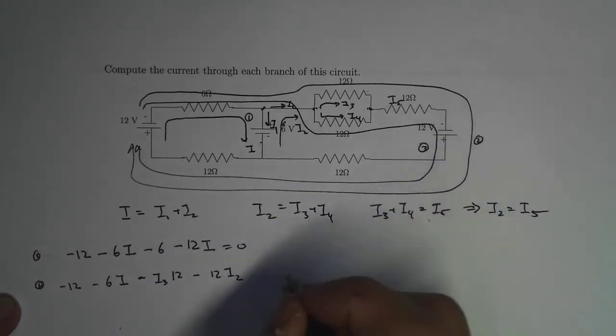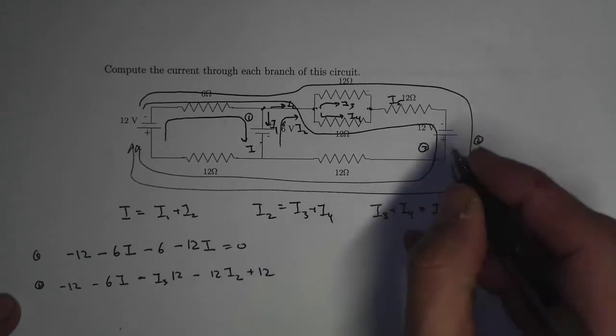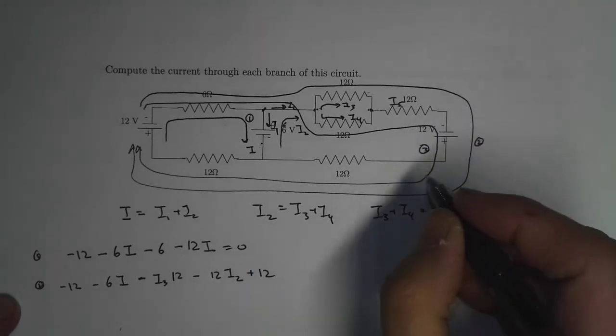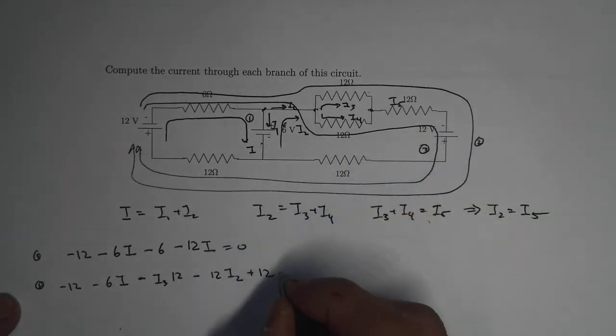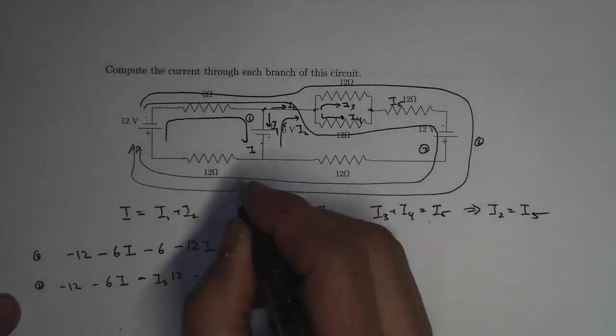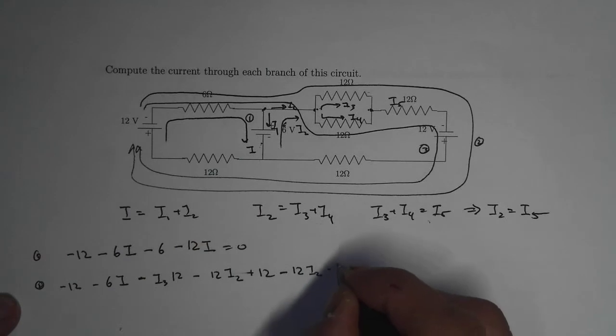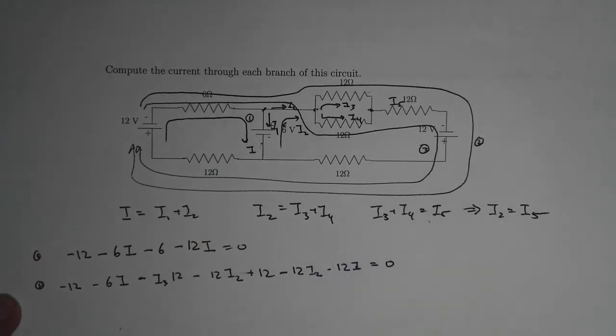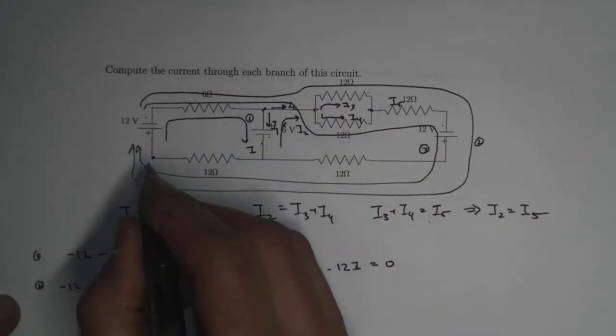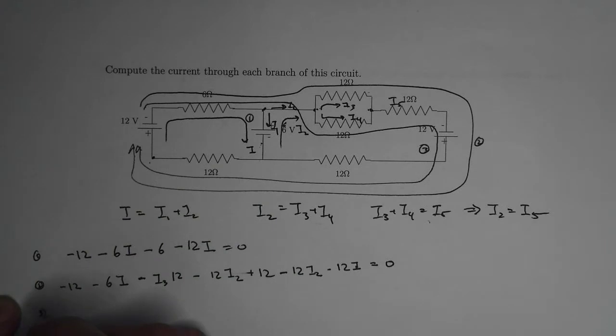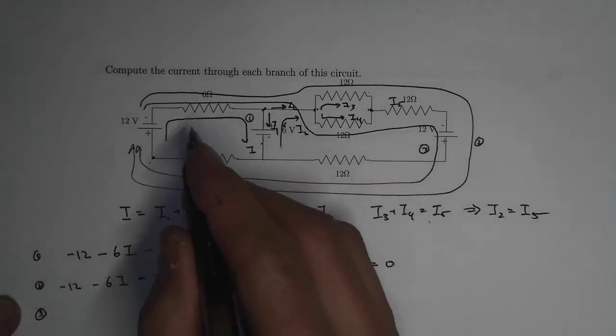Come back here. This will be a plus 12, right? Because it's going across negative positive. Going across this 12, this is going to basically be again now minus 12I2. Keep going, minus 12I equals 0. All right, and we're done. Okay, so again, I should mention, we're both starting from this point again. Number 3, let's start this again.